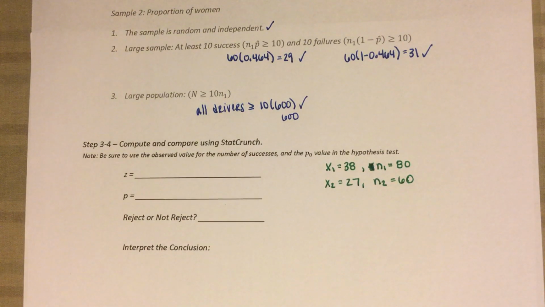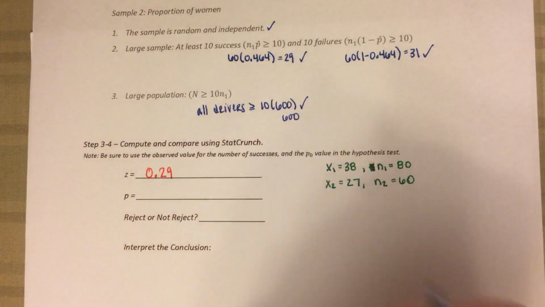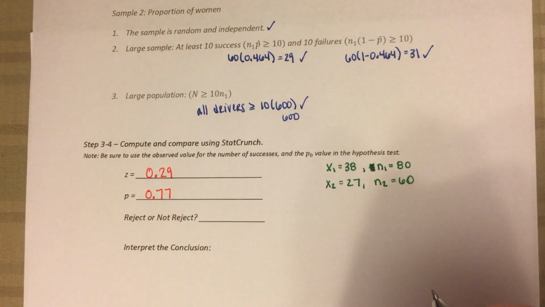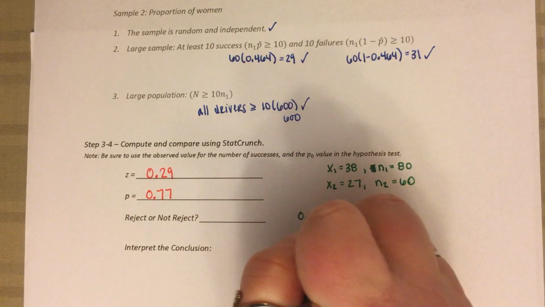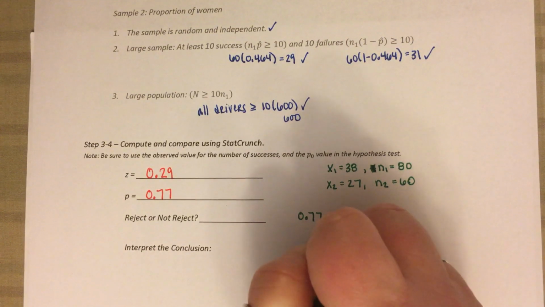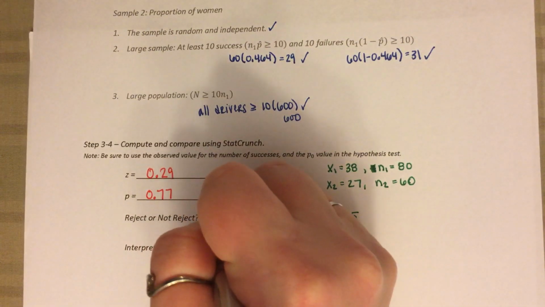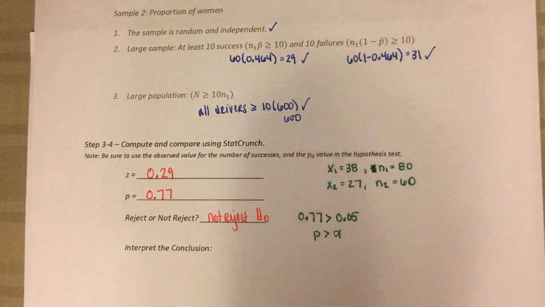Right, once we select compute, then we are given that Z equals 0.29 and P equals 0.77. Right, so now we're going to compare P to alpha. So 0.77 to alpha 0.05. Right? P is greater than alpha, which means we are not going to reject our null hypothesis.